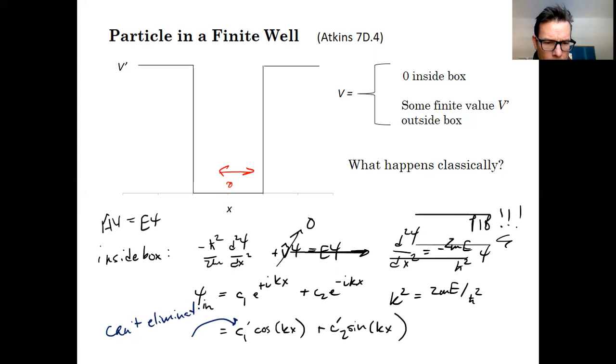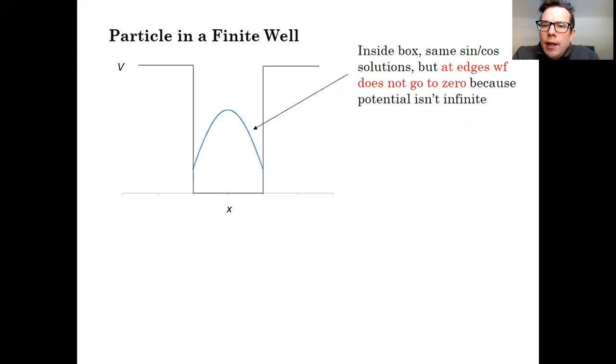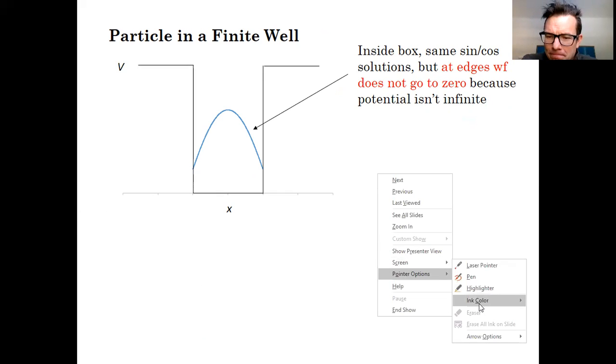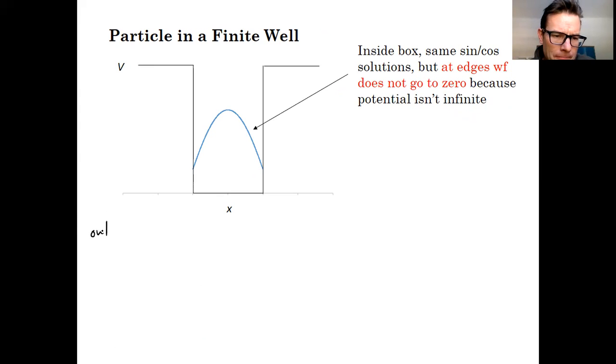Can't eliminate with psi equals 0 at the edge. So inside the box, we get the same sine and cosine solutions, but it doesn't go to 0 because the potential isn't infinite. Second half. Outside the box.